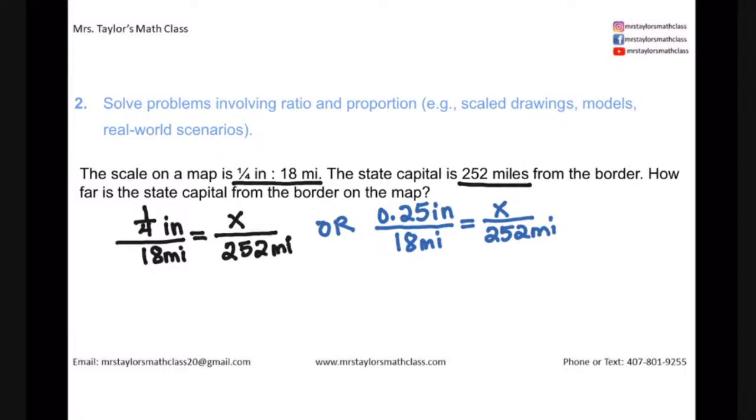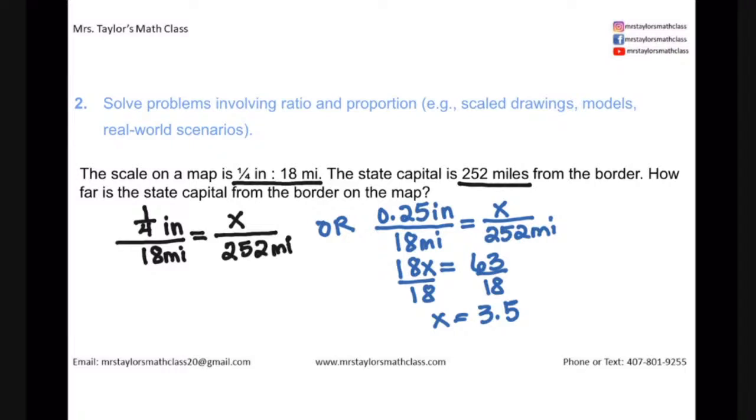So let's do some calculating here. What I'm going to do is cross multiply. So this would be 18x. And I do 0.25 times 252. And you get 63. Now you need to divide both sides by 18. And you get 3.5. But in this case, you have to know the units. Don't just put the number. You have to know what unit you just found the answer for. So you only have two to choose from.